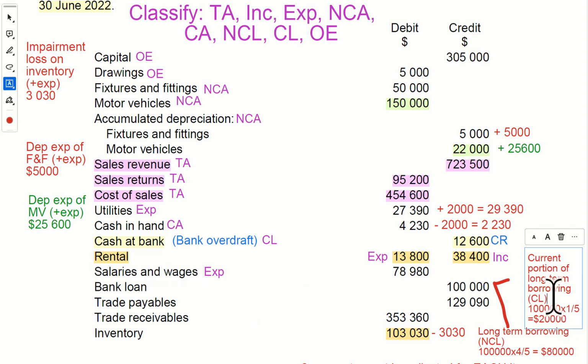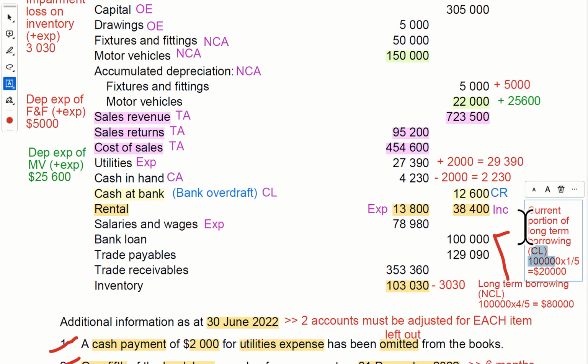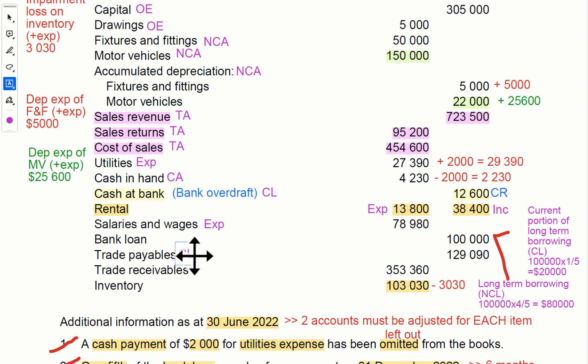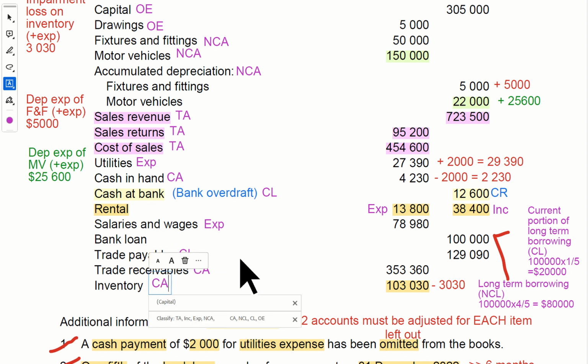Bank loans, that's where you need to take a note. Bank loans have been split into a current liability called current portion of long-term borrowing, as well as a long-term borrowing, which is a non-current liability. So that one we have to take note. What about trade payables? Trade payables are current liabilities. Trade receivables are current assets. And finally, inventories are current assets.